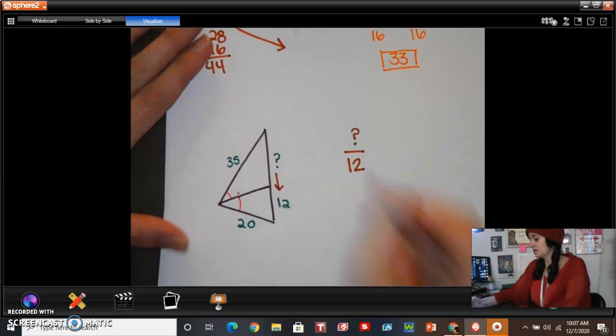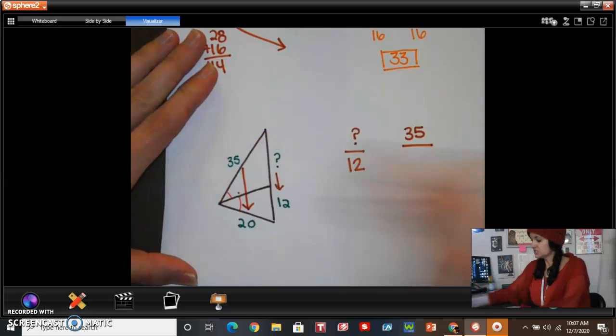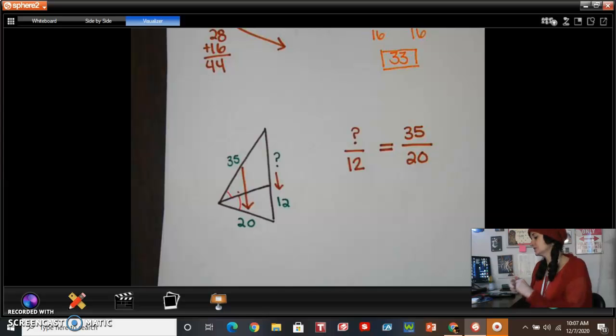Okay. All right, now we're going to talk about the side length that's with our question mark. That's 35. And who does it match up with? Why, it matches up with 20. And then we solve it by using cross multiplication.